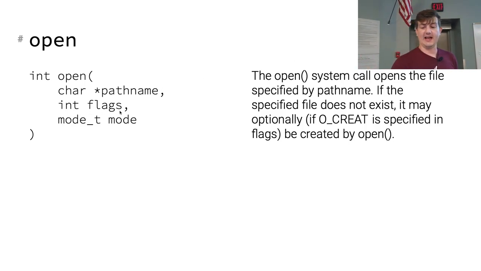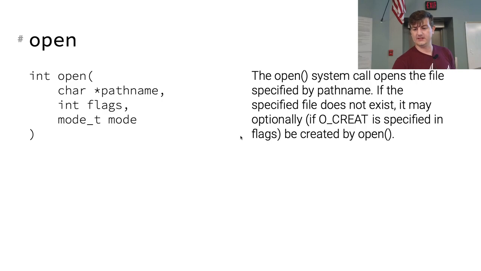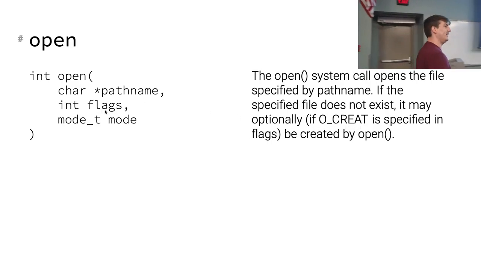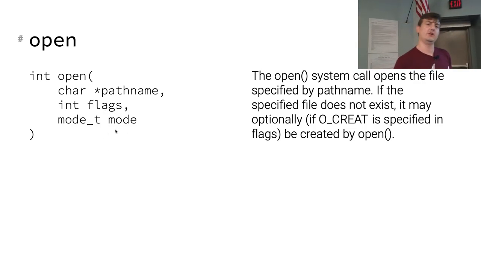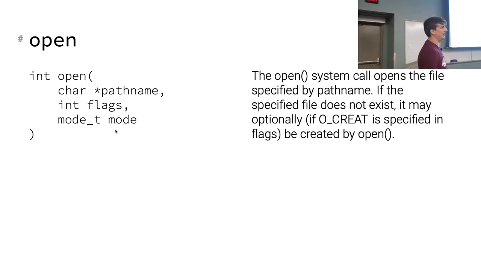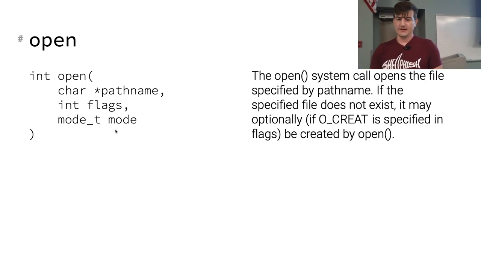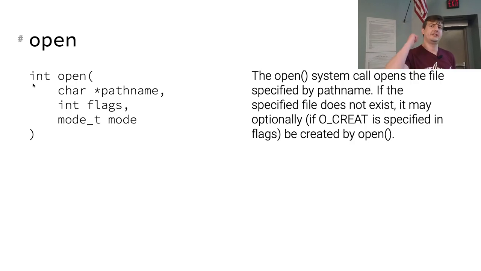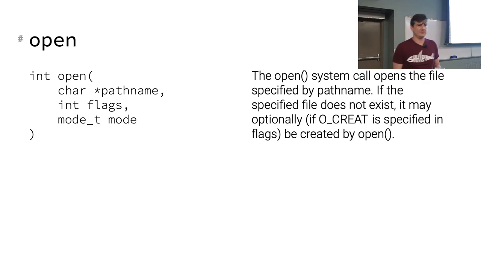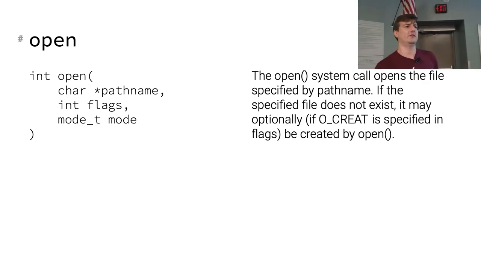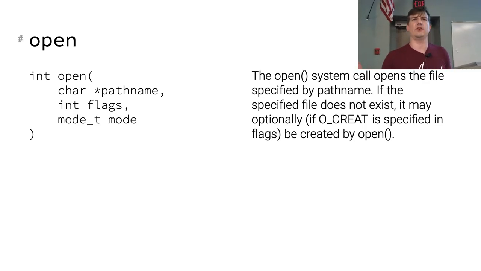You can specify different flags of different things to do. You can specify, so O_CREAT will create a file if it doesn't exist. Mode will be what kind of mode you want, to read the file, write the file, read and write the file. And what it returns is an integer, which is the file descriptor that you can then pass to read and write system calls to do stuff. And with these three things, you can open any file, read it, and write it, and now, boom, your program, the x86 assembly code you're writing, can now talk to the file system.